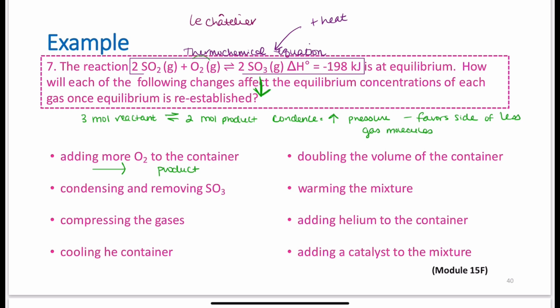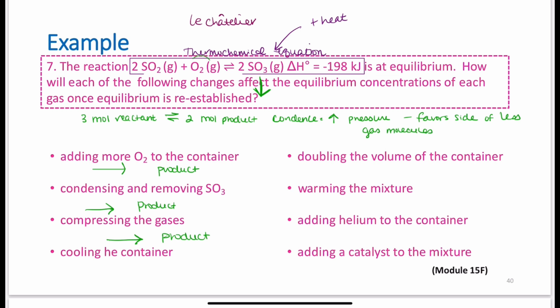It's going to counteract that change by making more of it. It's actually a great way to encourage the reaction to go to completion. Remove the product as it's formed. Take it away. You can keep making it. If I just compress the gases, that's the same thing as condensing it. That's increasing the pressure. I'm going to make more product because again, I have fewer moles of gas on the product side than I do on the reactant side.